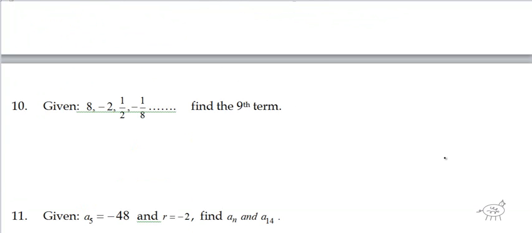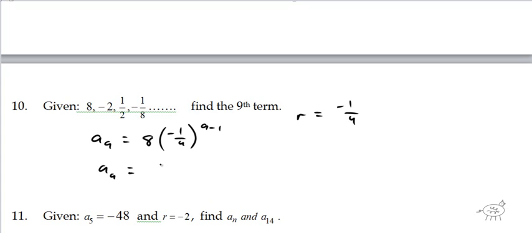Again, you're looking at the sequence. Got to determine is it arithmetic or geometric, and of course, if you divide, you can see that r comes out to be negative 1/4. And so then I have a sub 9. It's pretty easy. It's just a sub 1 times r to the n minus 1, so to the 9 minus 1. And so a sub 9 comes out to be 1 over 8192. So make sure you use your fraction button. Okay?